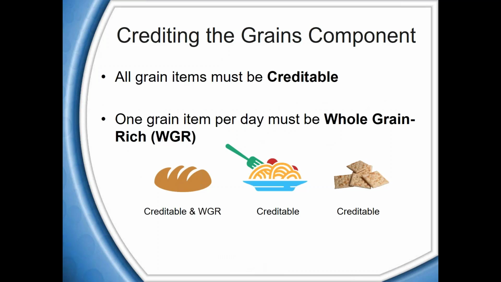All grains that are served must be credible. This means that any time you serve a grain, it has to be a grain that meets the guidelines for being a creditable grain in CACFP. In addition to that, however, at least once per day, you must also serve a whole grain rich grain. Whole grain rich items are creditable, but not all creditable grains will be whole grain rich. This means if you're serving 3 grain items in 2 meals and 1 snack over 1 day, all 3 items must be creditable, but only 1 of those items will need to be whole grain rich.